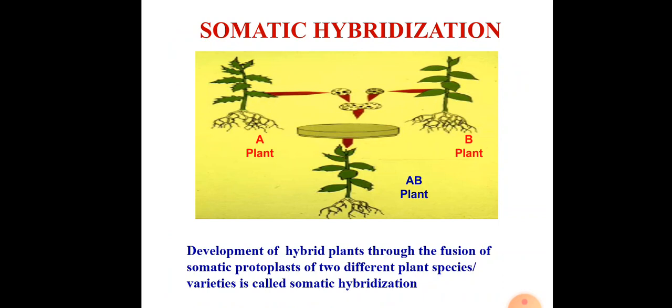In the picture we can see A plant is a different plant and B plant is a different plant, so we are going to merge A and B together to derive AB plants. In AB plants we can have two different characters from the A plant as well as the B plant. So it is the merging or joining of two desired characters from two desired plants.